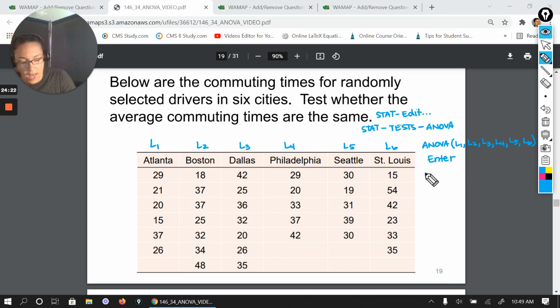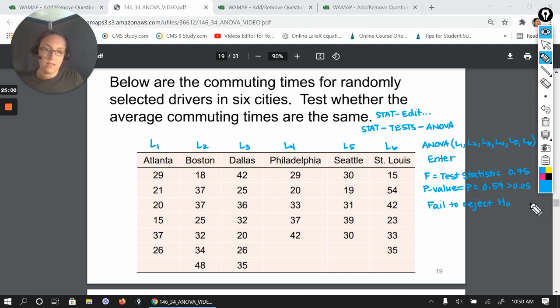and then the F is your test statistic. The F value that it gives you is the test statistic, and it should be about 0.75. And the P is the p-value, and that is about 0.59. And so because 0.59 is greater than the significance level of 0.05, this means that we would fail to reject the null hypothesis, meaning that it's probable that there is no difference in the means of commuting times.